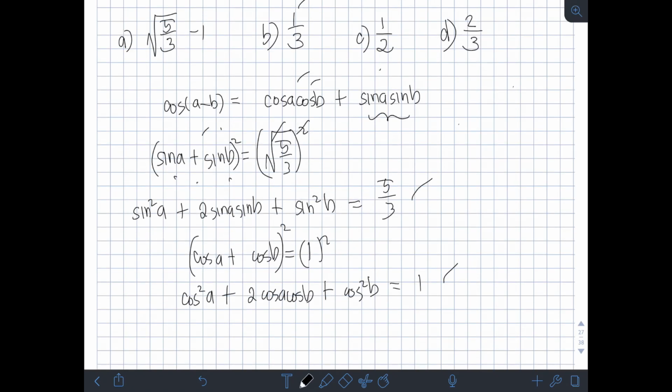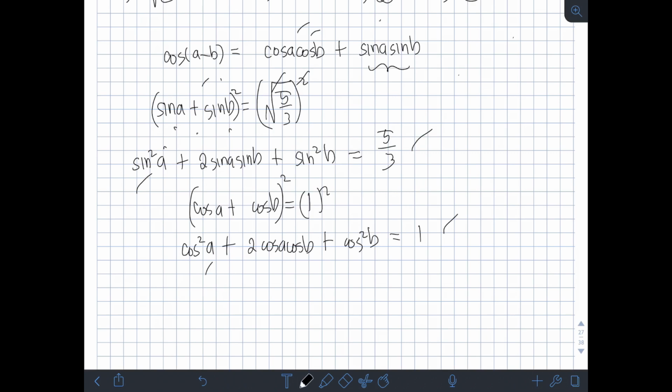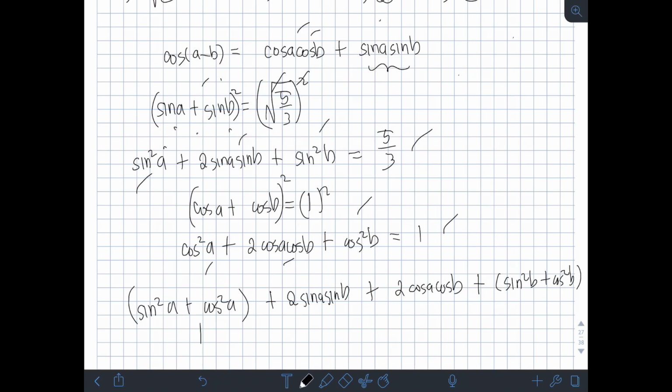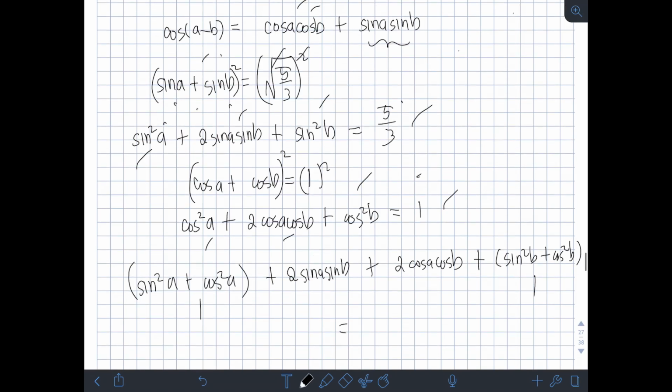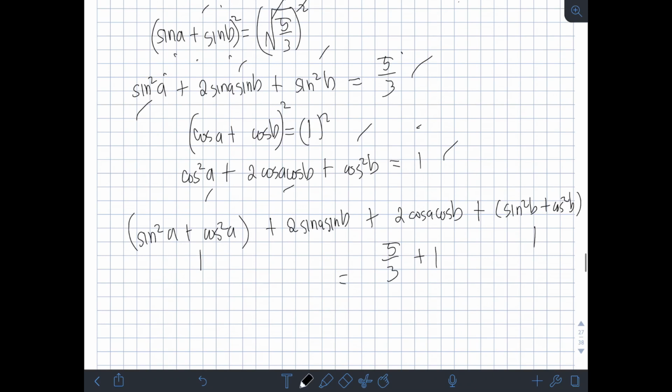So kung i-add natin itong dalawang equations, we have itong sin squared tsaka cos squared A, pagsamahin ko, kasi pag in-add natin yan, equal yan sa 1, right? Okay? Plus, then copy ko tong 2 sin A, sin B, plus itong 2 cos A, cos B, plus, ito namang sin squared B, tsaka cos squared B, pagsamahin ko uli as 1 kasi equal yan sa 1. Sin squared B plus cos squared B, so 1 yan. Equals, add din natin tong right side, 5 over 3 plus 1. So, we have 1 plus 1 na to is 2. So, 2 plus 2 sin A sin B plus 2 cos A cos B equals 5 over 3 plus 1 is 1 and 5/3 or 8 over 3.